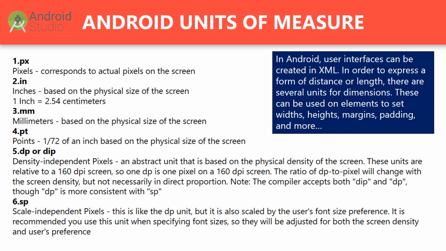And finally, the sixth unit of measure is sp itself, which is scale independent pixels. It's like the dp unit, but is also scaled by the user's font size preference. It's only recommended to use this unit when specifying font sizes, so they will adjust for both screen density and user preference. So keep in mind the basic difference between DP and SP as we move along.